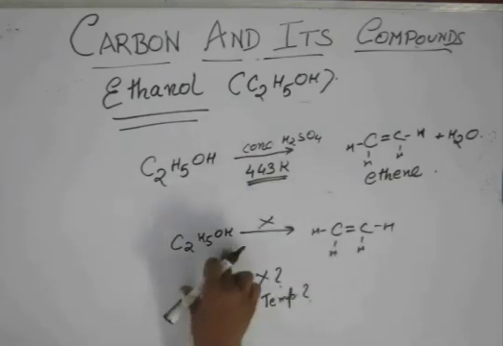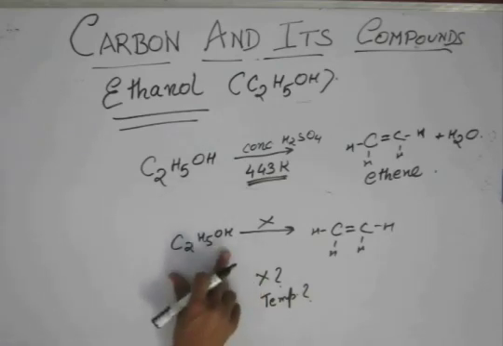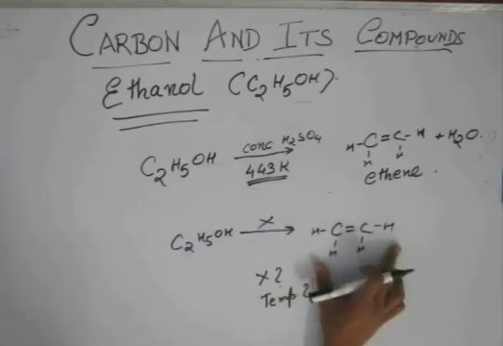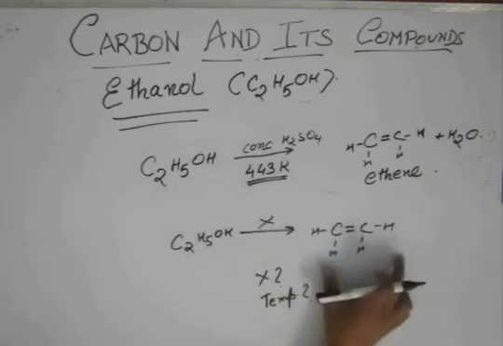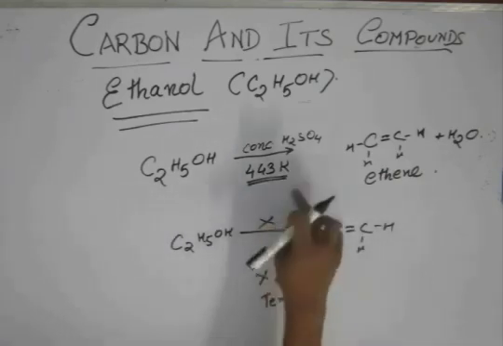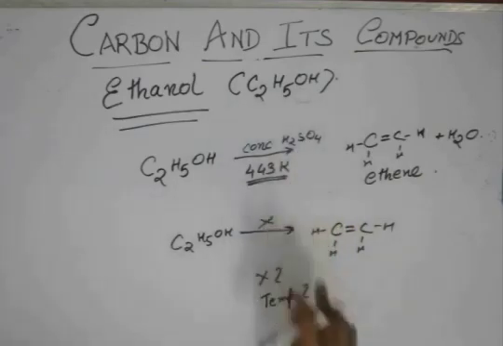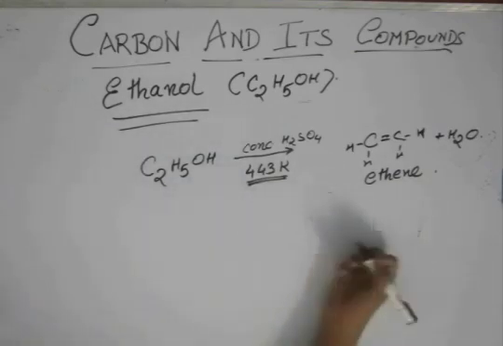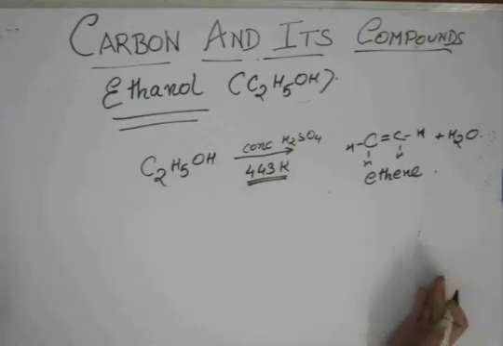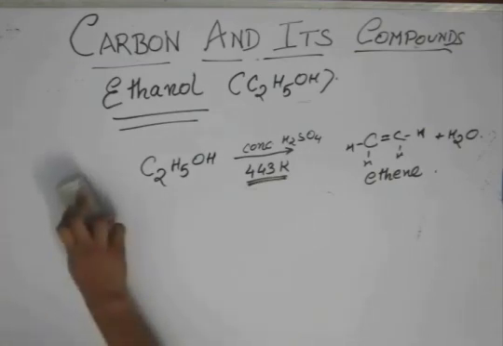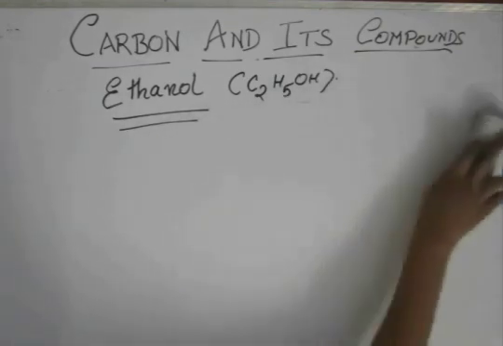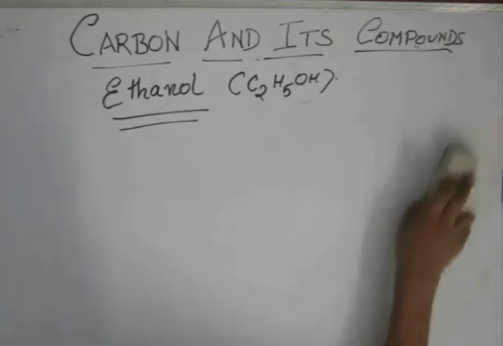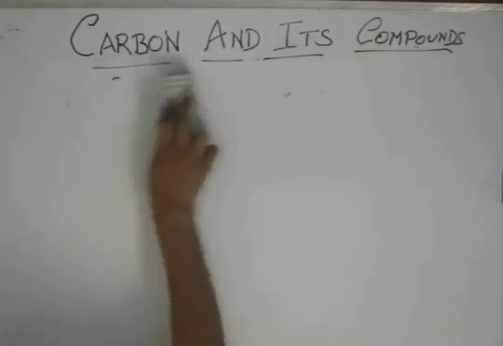So you realize the reactant ethanol forms the product ethene, and it should click that the reagent has to be concentrated H2SO4 and the temperature is 443 Kelvin. So X will be concentrated H2SO4, temperature is 443 Kelvin. So this is all about your ethanol. We will be limiting our knowledge to this much.